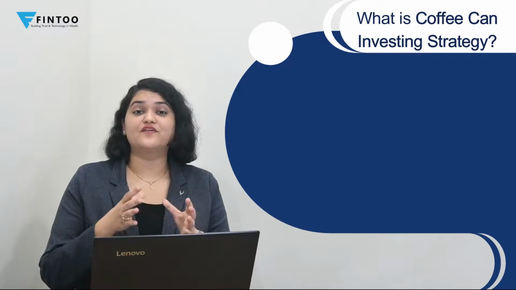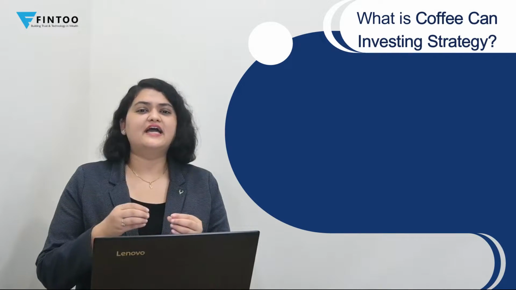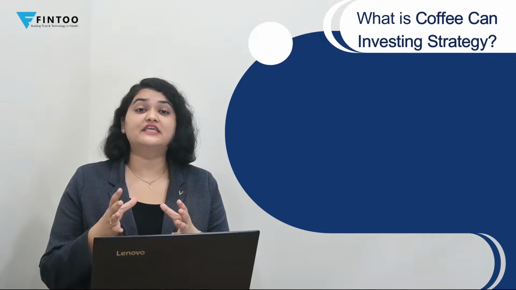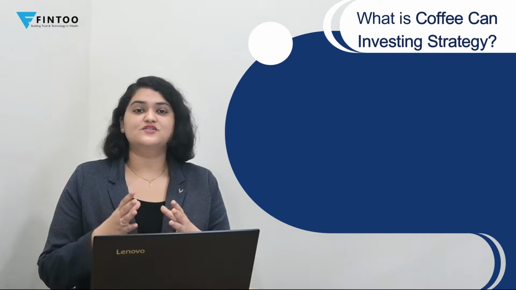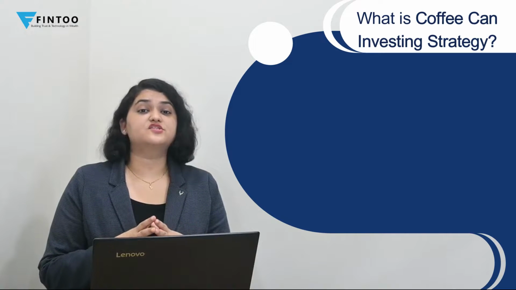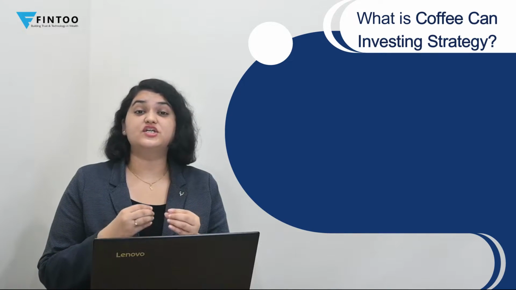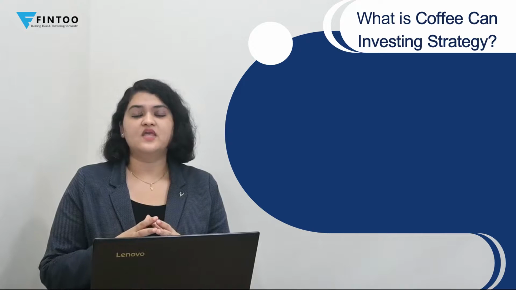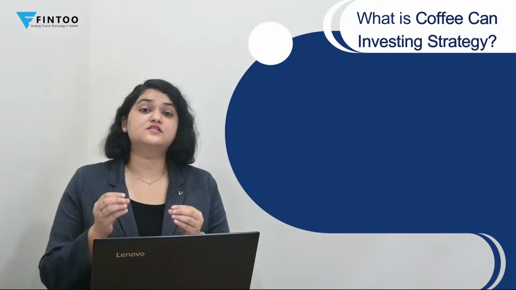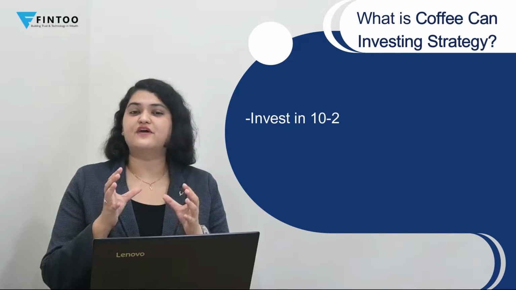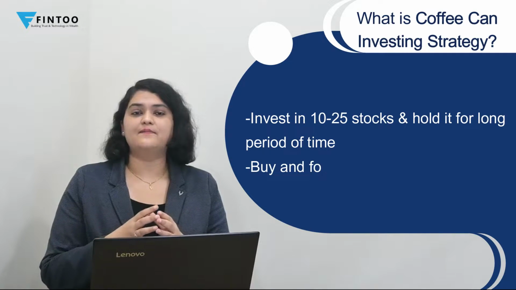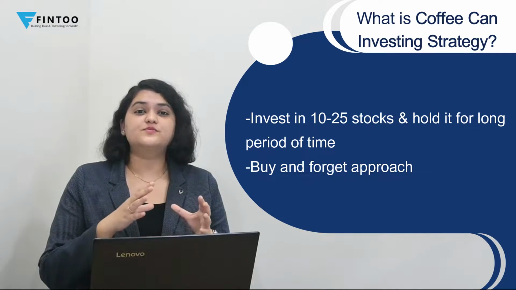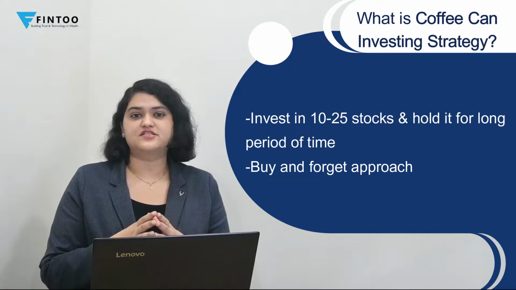So let us first discuss what exactly this Coffee Can investing strategy is, and after that we'll discuss a few of the key learnings from this book. So let's start. Coffee Can investing is basically a strategy to invest in the stock market. In this strategy, the emphasis is on selecting 10 to 25 stocks, investing in them, and then forgetting about it. So it's basically a buy and forget strategy.